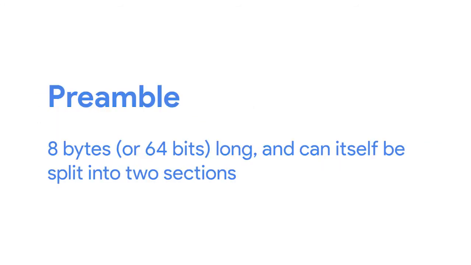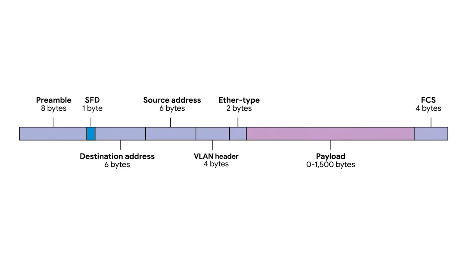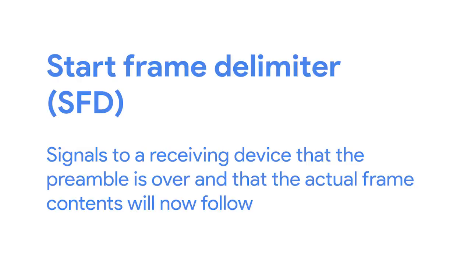A preamble is 8 bytes, or 64 bits long, and can itself be split into 2 sections. The first 7 bytes are a series of alternating ones and zeros. These act partially as a buffer between frames and can also be used by the network interfaces to synchronize internal clocks they use to regulate the speed at which they send data. The last byte in the preamble is known as the SFD, or Start Frame Delimiter. This signals to a receiving device that the preamble is over and that the actual frame contents will now follow.